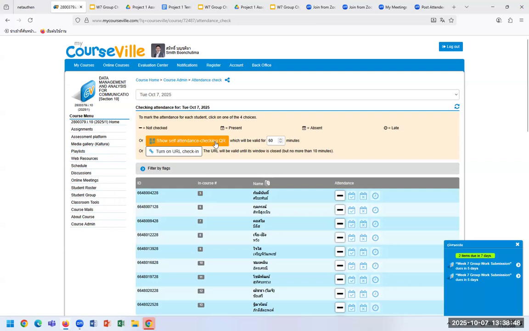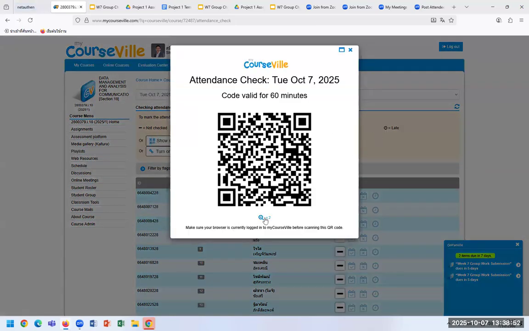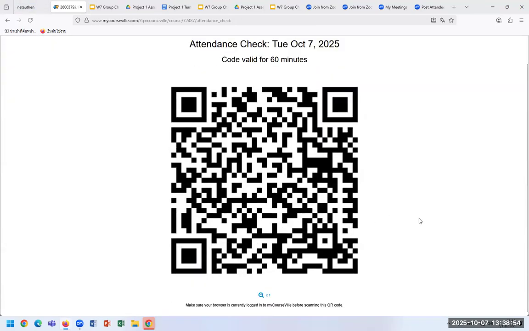Right. And we need to check the attendance as well. Okay, this is the QR code for checking attendance. Thank you very much for attending this class in person this week.